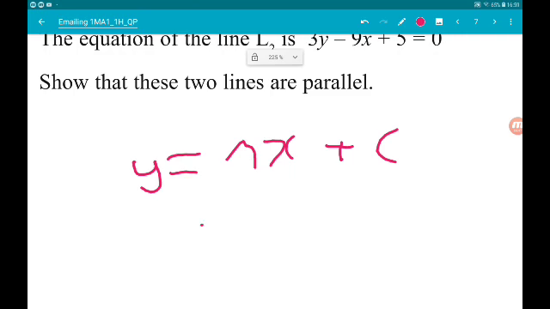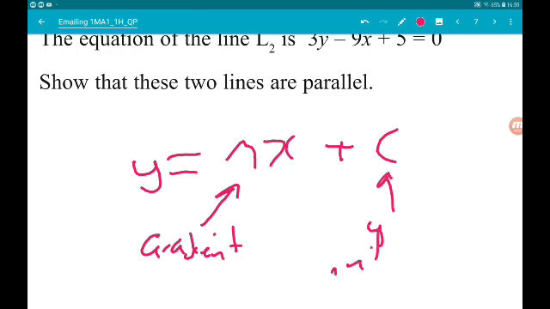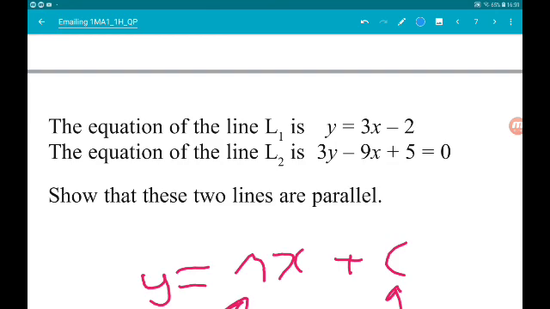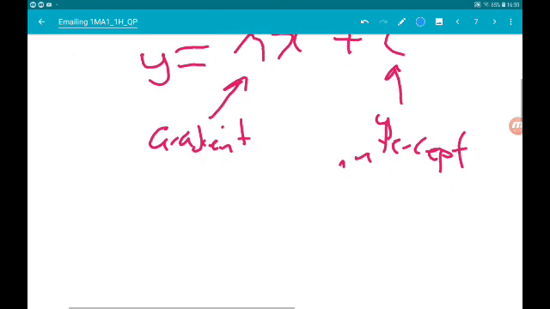M is the gradient and c is the y-intercept. Now to read gradient, lines have to be in this form. Equations have to be in this form. So from this, we already know then the gradient of L1 is 3.